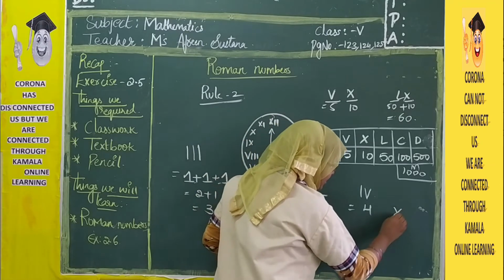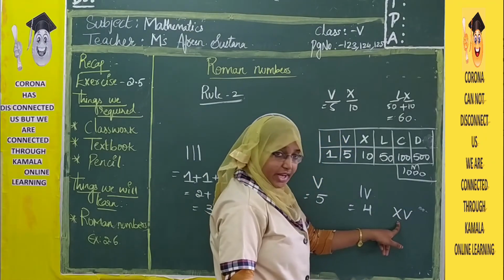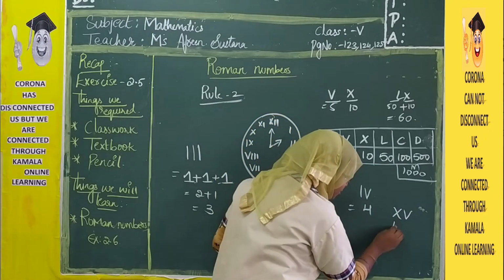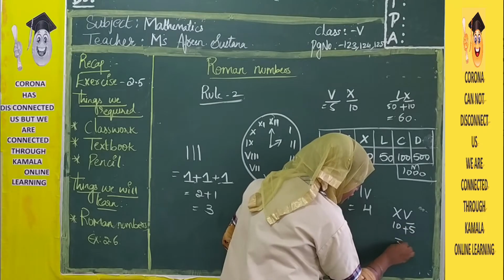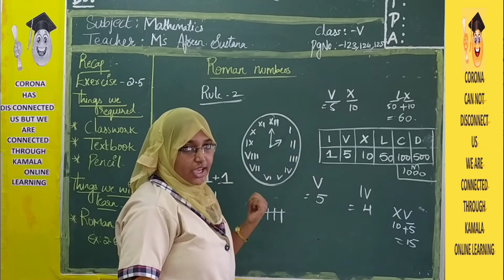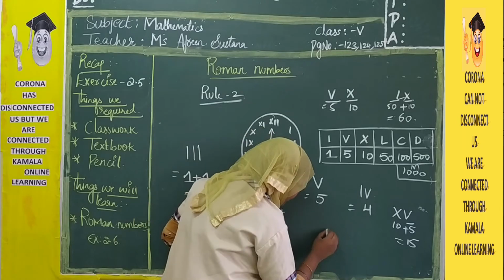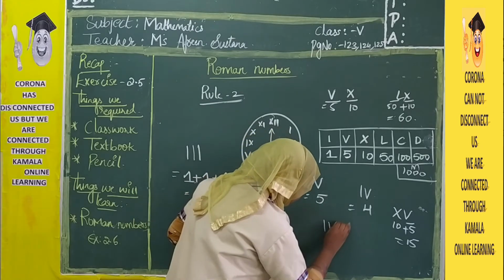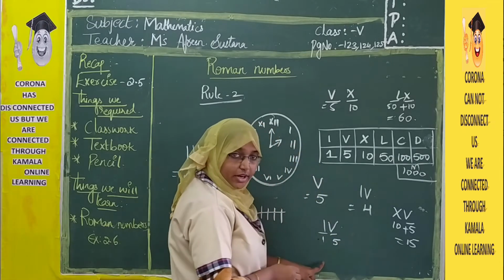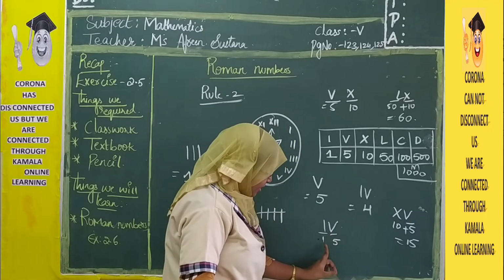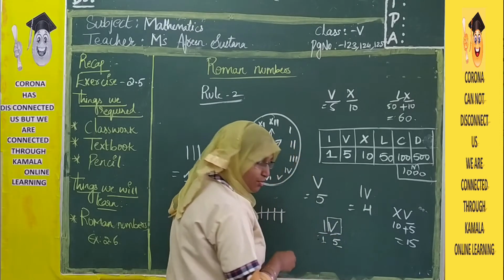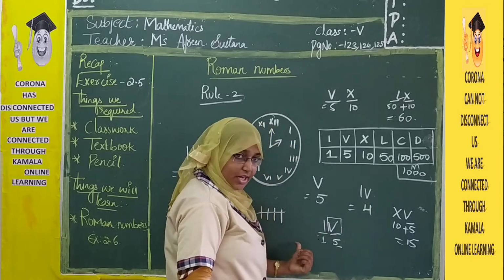Same way, if you write X and V, V is 5, X is 10. Now 5 is less than 10, but as it is written on the right side, we will add the value. This is 10, this is 5. So if you add 10 plus 5, you get 15. Same way, if the smaller numeral is written on the left side, we will subtract it. Now supposing let us take I and V. I is 1, V is 5. As you see, 1 is less than 5, but 1 is written on the left side of the greater numeral. 5 is the greater. If you compare 1 and 5, 5 is big and 1 is small. So as 1 is written on the left side, we will subtract it.